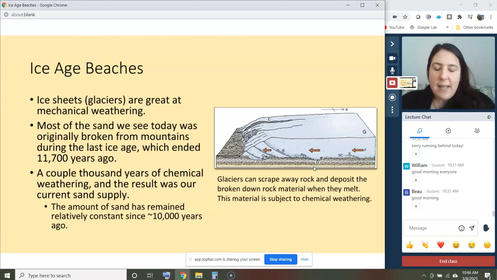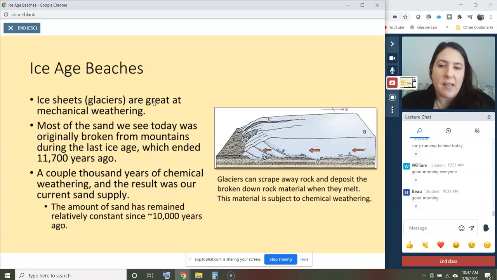So I mentioned that most of the sand that we see today actually has been formed in the last 10,000 years or so. And this has to do with the time period of the last ice age. The ice age has a lot to do with sand formation of the beaches, the sand that we see that is formed today.